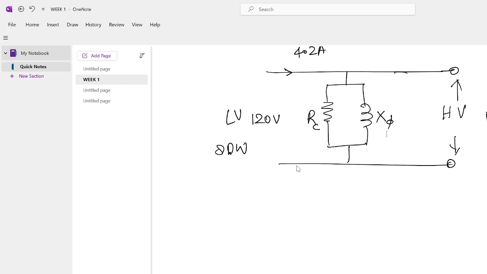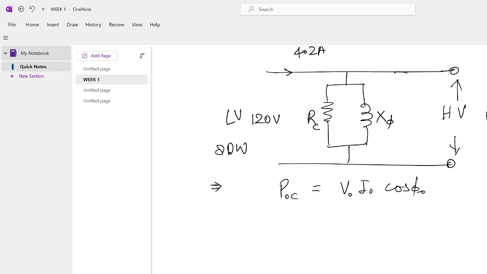So how do we find out the value of RC in a parallel circuit? In a parallel circuit, voltages are the same, so voltage is 120 only. You can easily find the value of RC. Power POC will be V naught I naught cos phi naught.